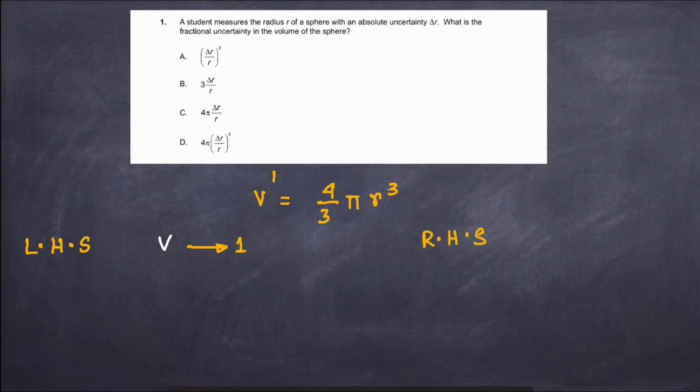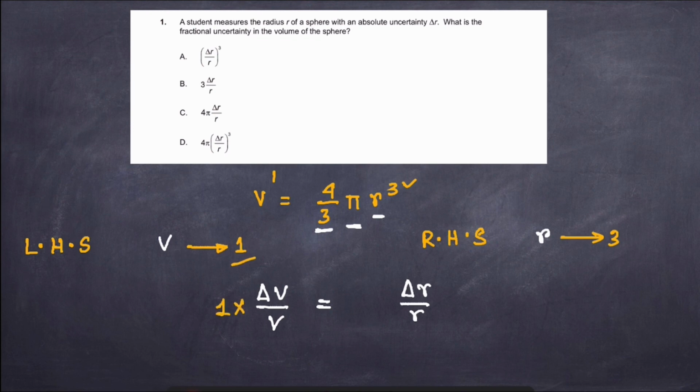what are the variables? 4 by 3 is a constant, not a variable, so we will not take. Pi is a constant, not a variable, so we will not take. R is a variable, and the power of r is 3. So by the theory of errors I can write that delta v by v, equating the left hand side to the right hand side, will be equal to delta r by r. Now incorporate the power. The power of v is 1, so 1 into this. The power of r is 3, so multiply 3. So delta v by v will be nothing but 3 times delta r by r.